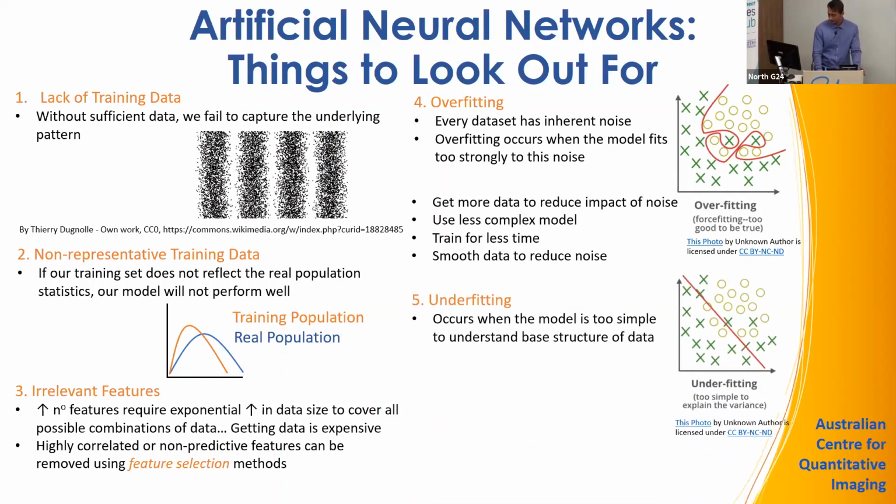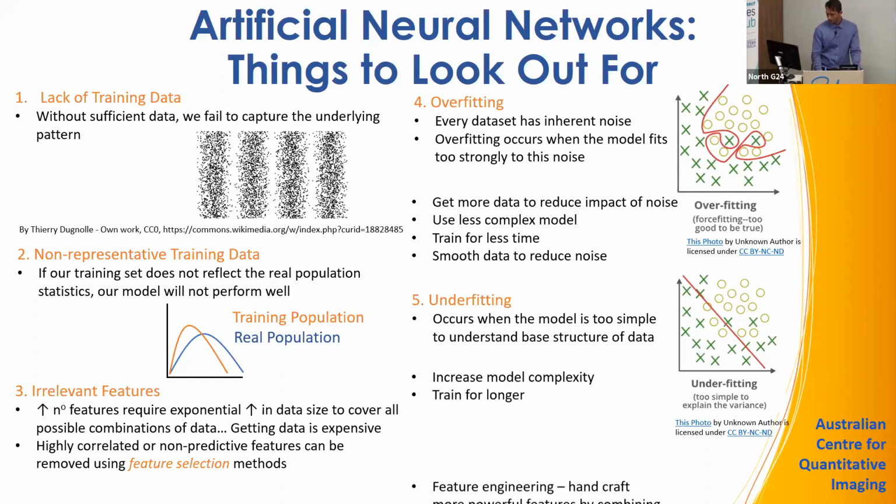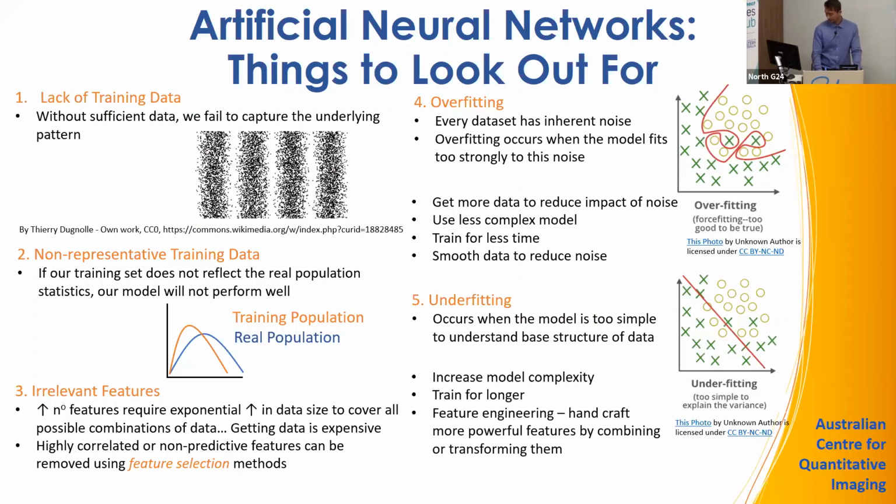Similarly, we may underfit. Now, this occurs when the model is too simple to understand the base structure of our data. And what we can do to overcome underfitting is increase the model complexity. We can train for longer, or we can use feature engineering techniques such as handcrafting more powerful features by combining or transforming them.